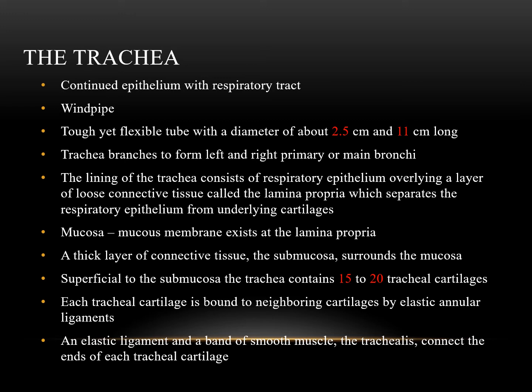The lining of the trachea consists of respiratory epithelium overlying a layer of loose connective tissue called the lamina propria, which separates the respiratory epithelium from underlying cartilages. The mucosa, or mucous membrane, exists at the lamina propria. A thick layer of connective tissue, the submucosa, surrounds the mucosa, and superficial to the mucosa, the trachea contains 15 to 20 tracheal cartilages. Each tracheal cartilage is bound to neighboring cartilages by elastic annular ligaments, and a band of smooth muscle known as the trachealis connects the ends of each tracheal cartilage.